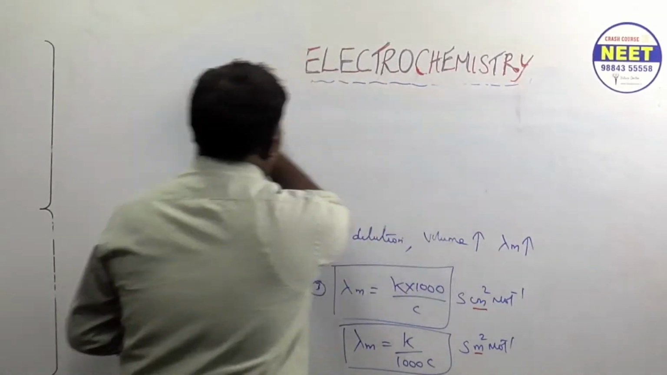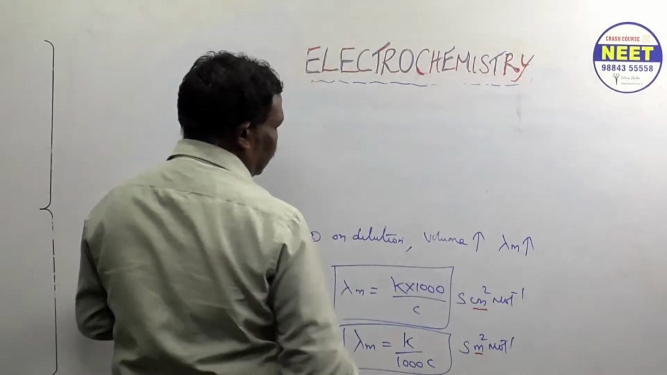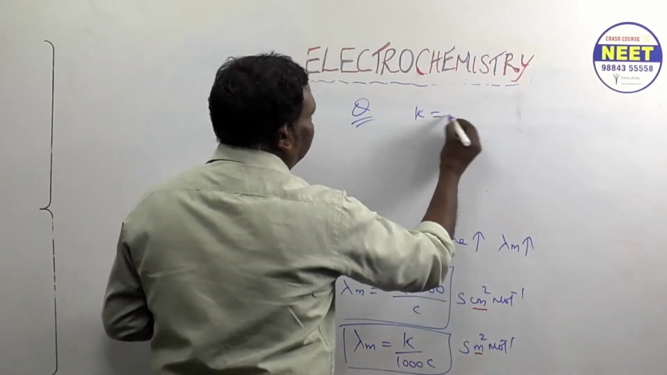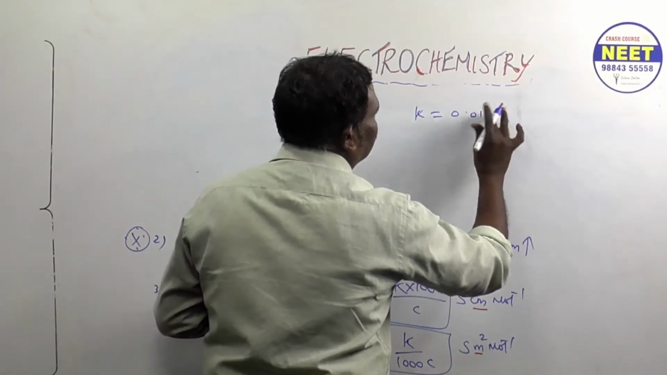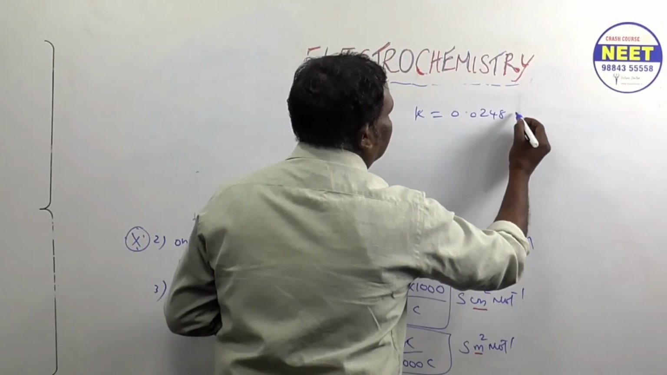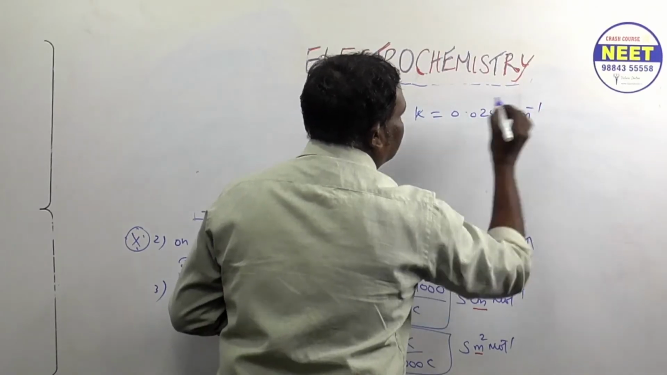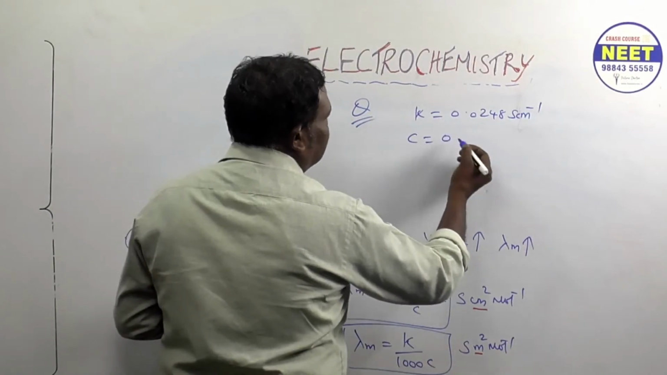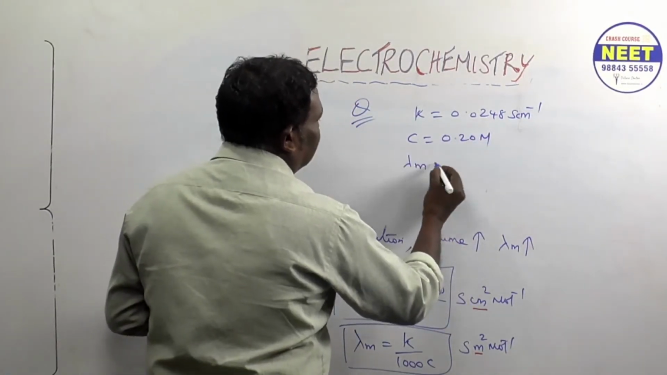Just write one question, because without problems, no NEET examination. So write one problem. Simply, I'll write kappa. Kappa is equal to the book question itself, I think 0.0248 Siemens per centimeter. Concentration is given as 0.20 molarity. Find out lambda. Simple.